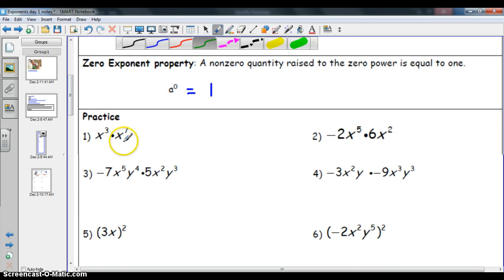So these are on the same level. They have the same base. So we have x to the, and we add them, 10th. When we have coefficients, we multiply those together. So we wind up with negative 12, and then we add those exponents. So x to the 7th.